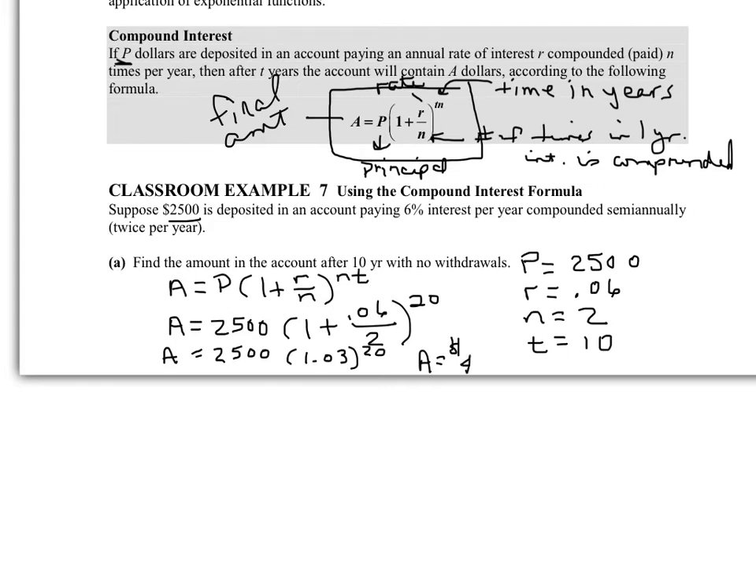This should end up being $4,515, and if I look to the right of the decimal, I have 0.278. If I round 2 places, that's going to become 28 cents. And that would be my answer.